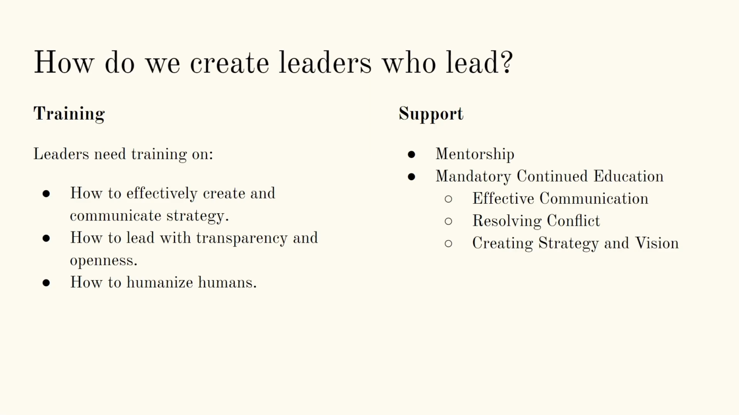Some of the topics that I have listed for ideas on mandatory continued education are effective communication, resolving conflict, and creating strategy and vision. And you do see that topic, creating strategy and vision, on both sides. It's because you need initial training, but you also need ongoing training, as so much has changed and will continue to change in our world, in our workplace, and our technology, that it's important that we have new and fresh ideas, because the things that we've done 10 years ago are no longer happening. At least they shouldn't be.